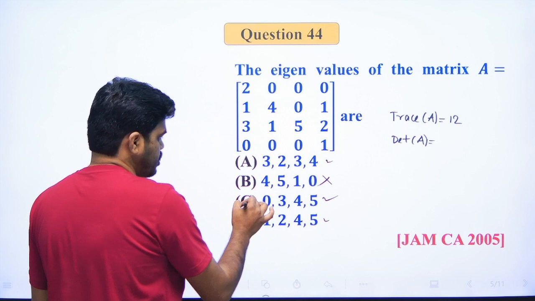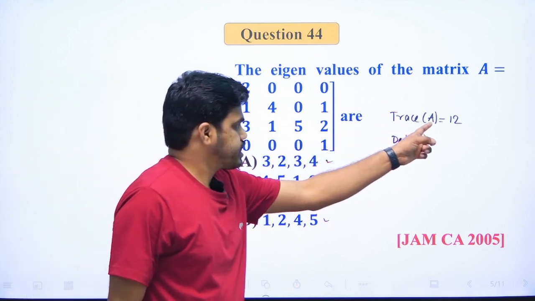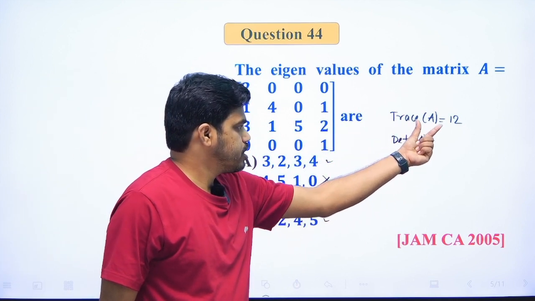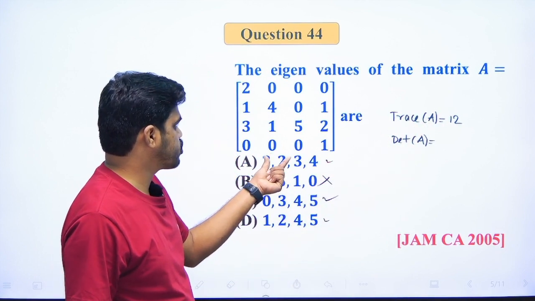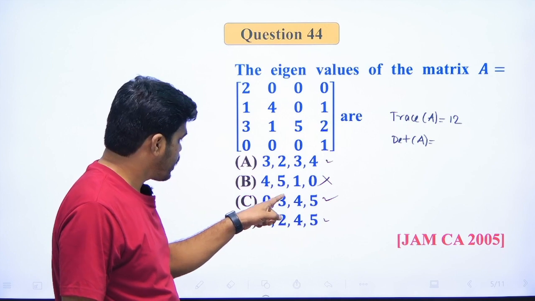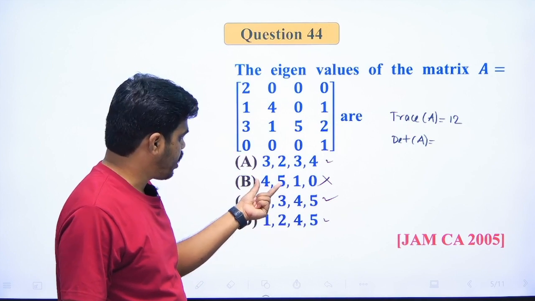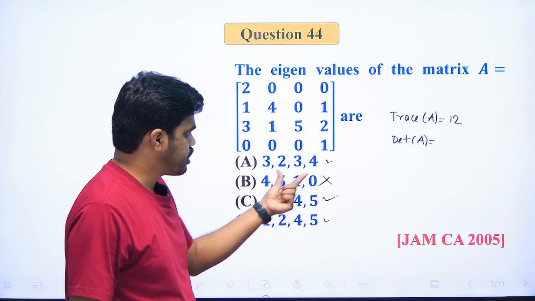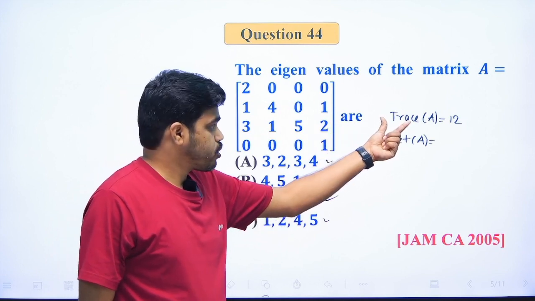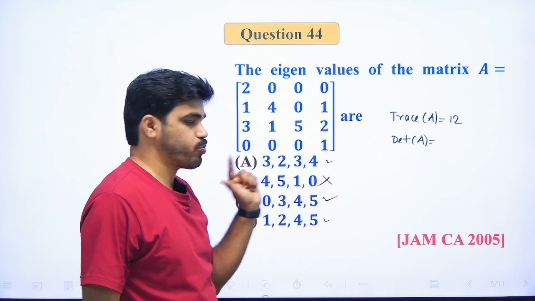So A, C, D remain. From this property, that the sum of the eigenvalues is equal to the trace of the matrix, we can discard option B, because here the sum we are getting is 10. The sum of the eigenvalues is 10, but the sum of the eigenvalues is equal to the trace of the matrix, trace 12. So this is not possible.